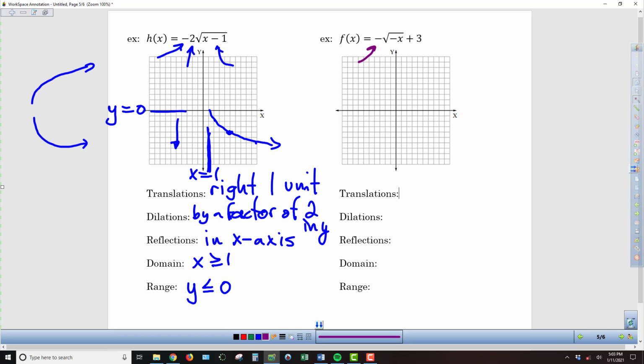For the last one of the bunch that we have here, we have a negative sign on the outside, a negative sign on the inside, and then this +3 on the outside. So starting with that first negative sign, so we've seen that before, that's going to be a reflection in the x-axis. So that by itself, instead of going up like this, we would end up going down, just like on the previous example. But then we also have a negative sign on the inside of the square root in front of the variable. So that's going to cause a reflection in the y-axis as well.